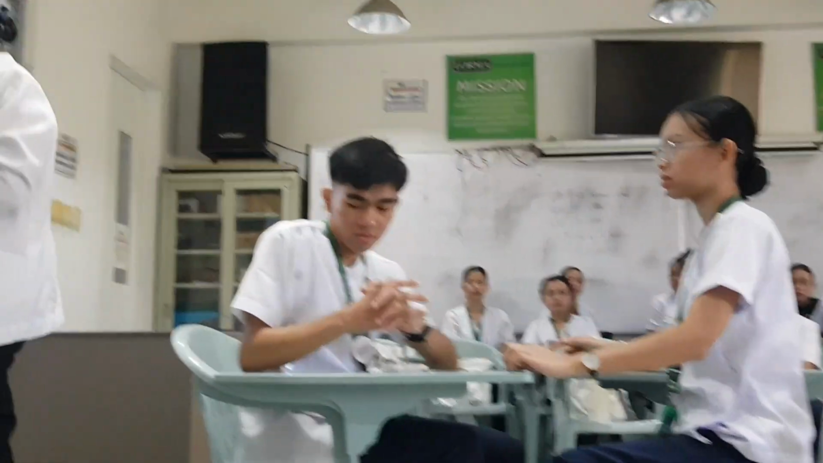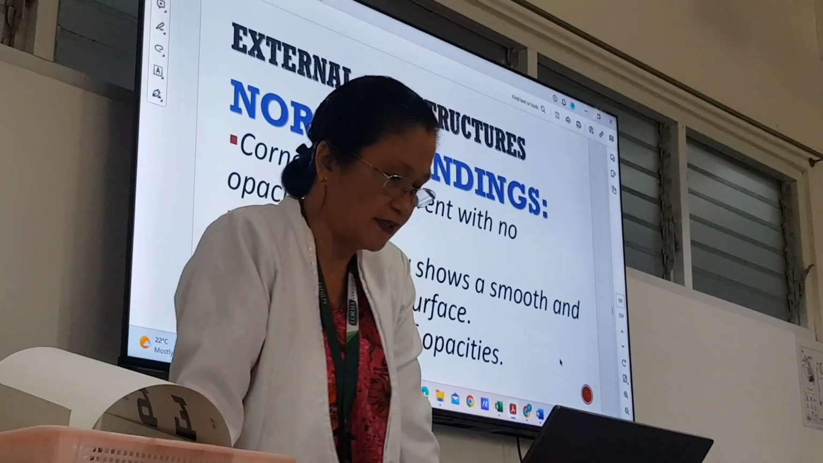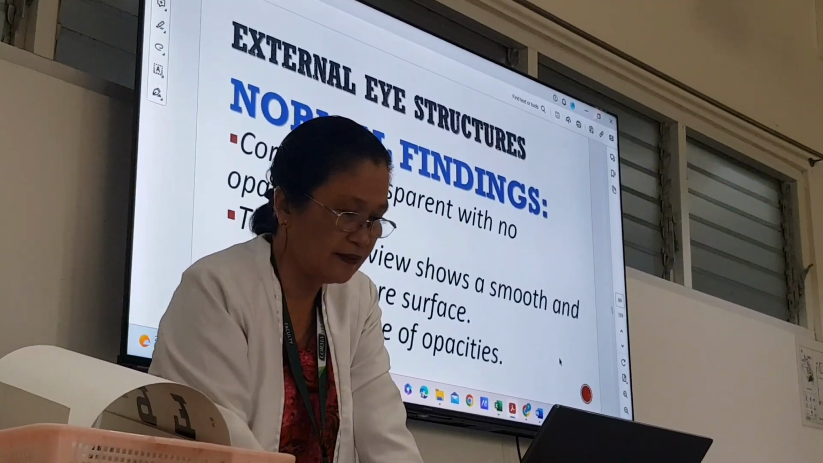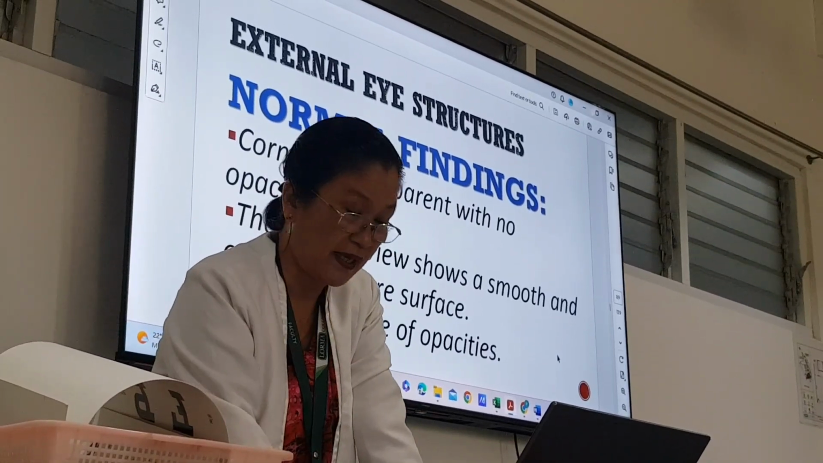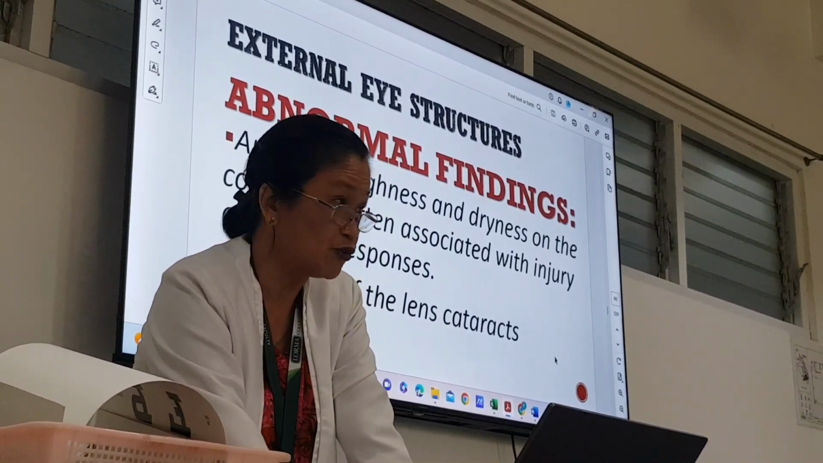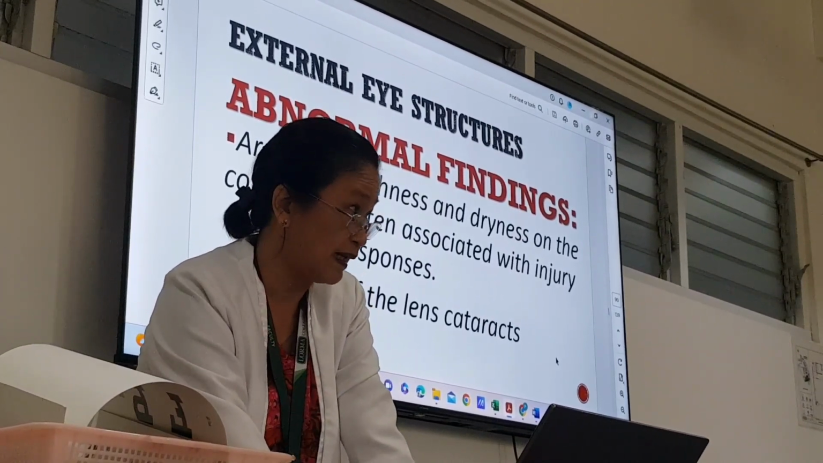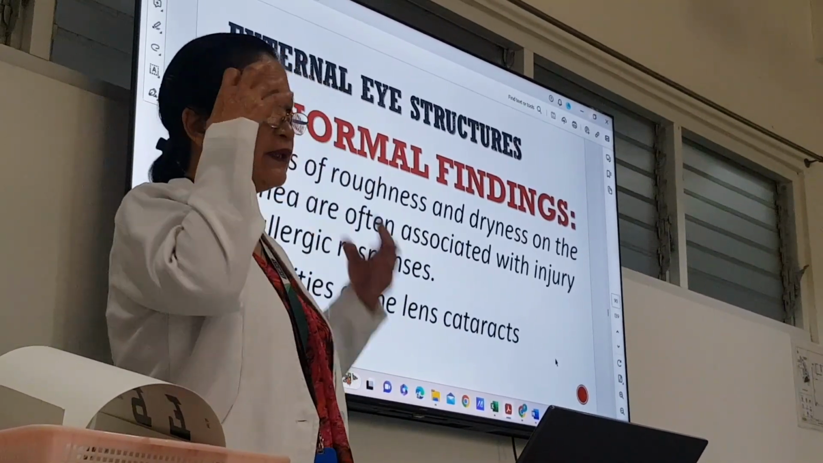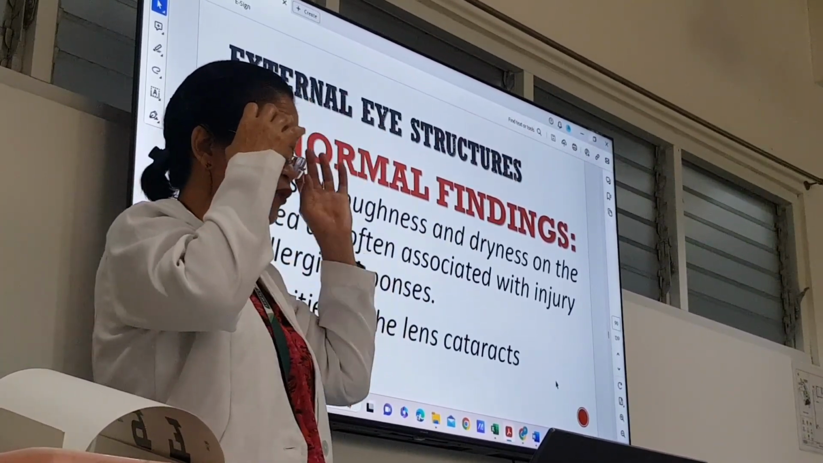So it must be clear. And next, cornea is transparent with no opacities. The oblique view shows a smooth and moist surface, and the lens is free of opacities. You have seen my lens, which really has clouding. Areas of roughness and dryness of the cornea are often associated with injury or allergic responses, and opacities of the lens are cataracts. That is my right eye. And my left eye also has it, but the lens is not yet that affected.